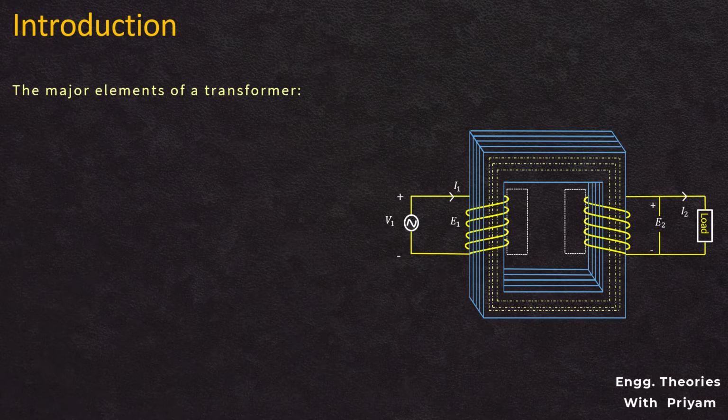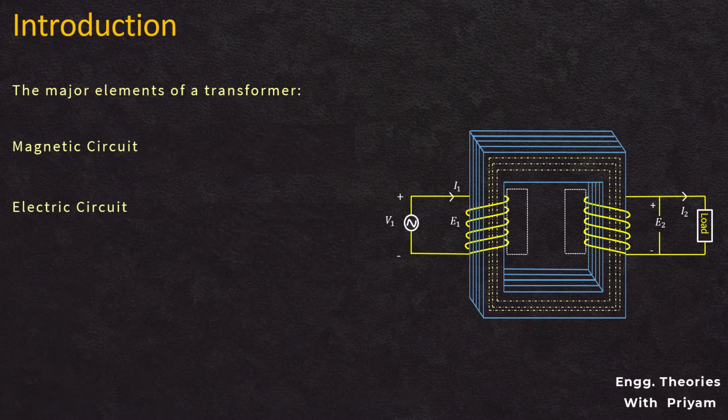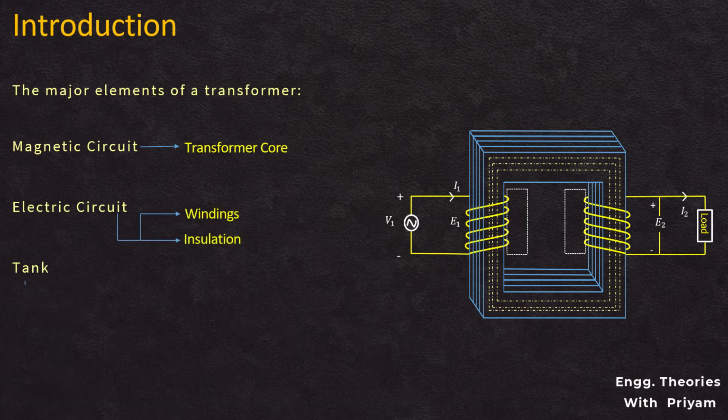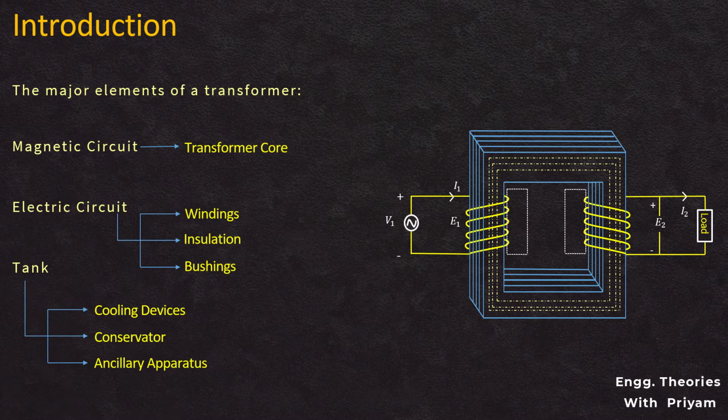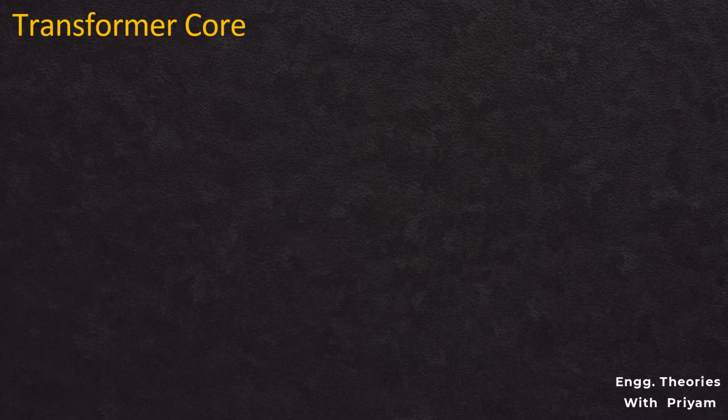From this lecture onwards, we will start the construction of the transformer. The principal components of the transformer can be classified as magnetic circuit, electric circuit, and tank. Magnetic circuit mainly comprises of transformer core having limbs and yokes. Electric circuit mainly comprises of windings, insulation, and bushings. Tank mainly comprises of cooling devices, conservator, and ancillary apparatus. The construction of a transformer depends largely on its size and the duty.